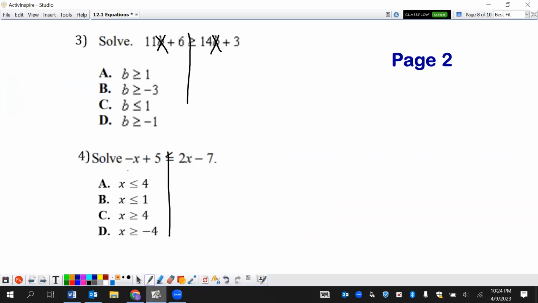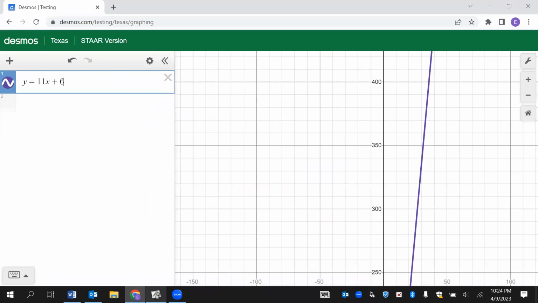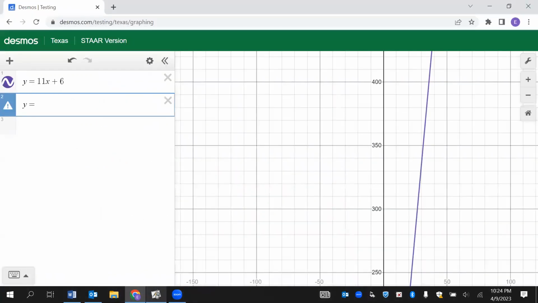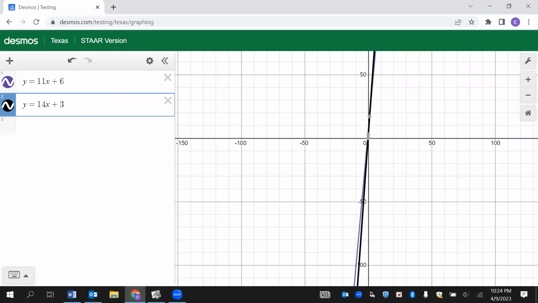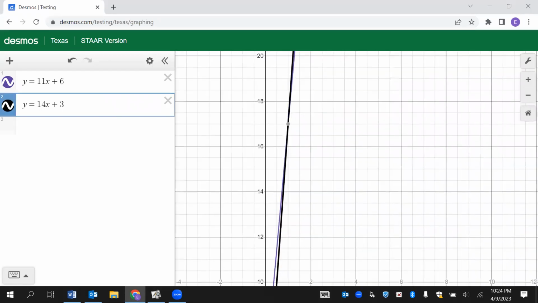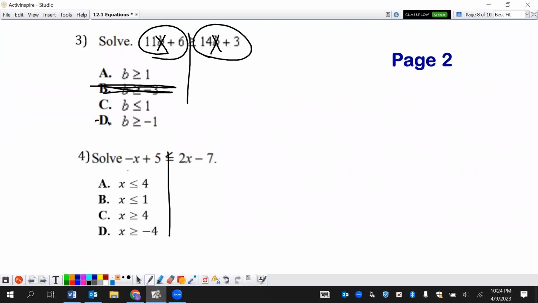Y equals, copy the left side, 11x plus 6. Line 2, y equals, copy the right side, 14x plus 3. Again, have to scroll and just kind of find where they intersect. Let's zoom a little bit here so I can make sure they cross right there at 1 and 17. But remember, only the first number is the answer, so just the 1. So if you notice, there's 2 answers that have a 1. And so this can only happen with inequalities because you have symbols. It could be greater than or less than 1.